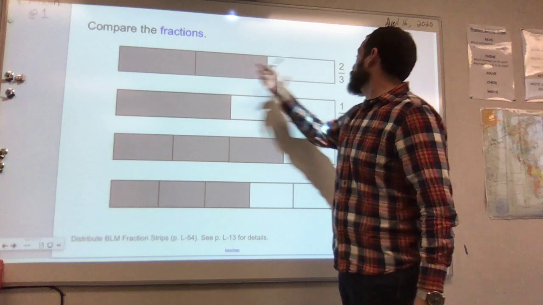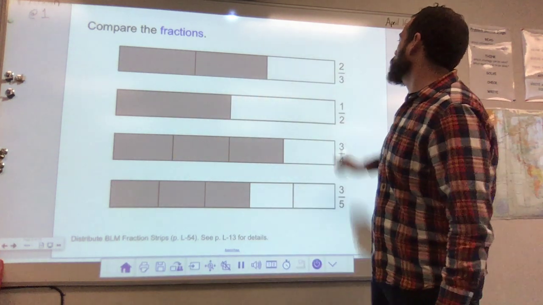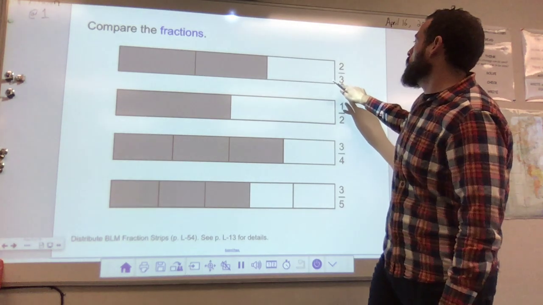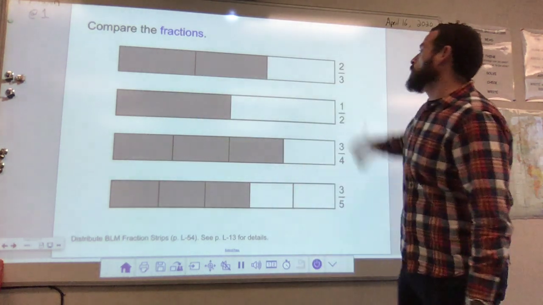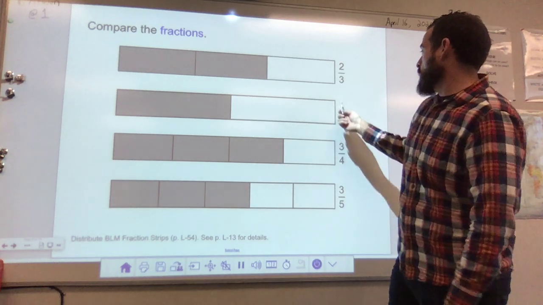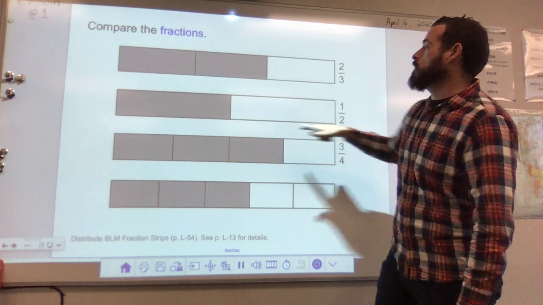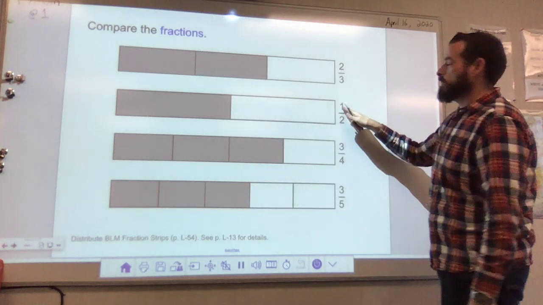So we look here, just a reminder, 2/3, because we have 1, 2, 3 parts. There's our denominator, our 3. 2 of them are shaded. There's our numerator. So 2/3. 1/2, because we've got 2 parts. Denominator there, 2. 1 part is shaded. That's our numerator.